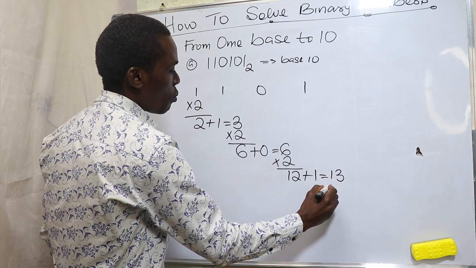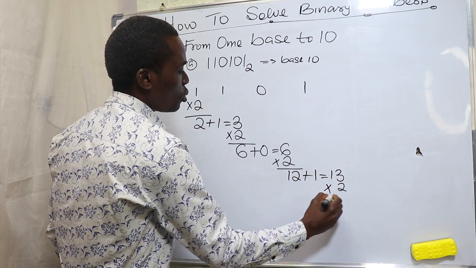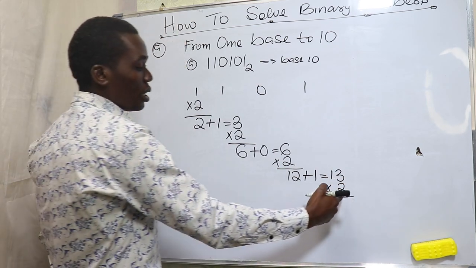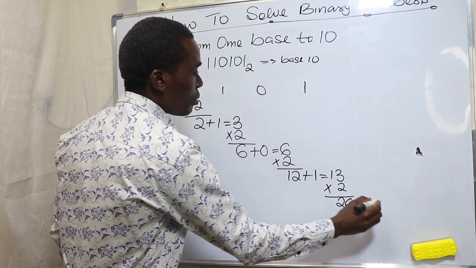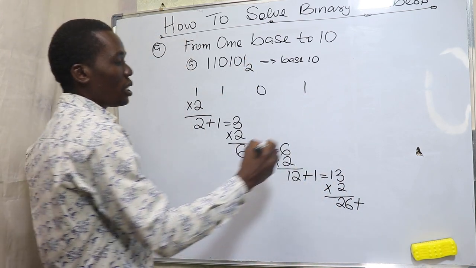13. So I multiply that 13 by 2. What does it give me? 13 times 2 gives me 26. I add it to the next one, and the next one is 0.